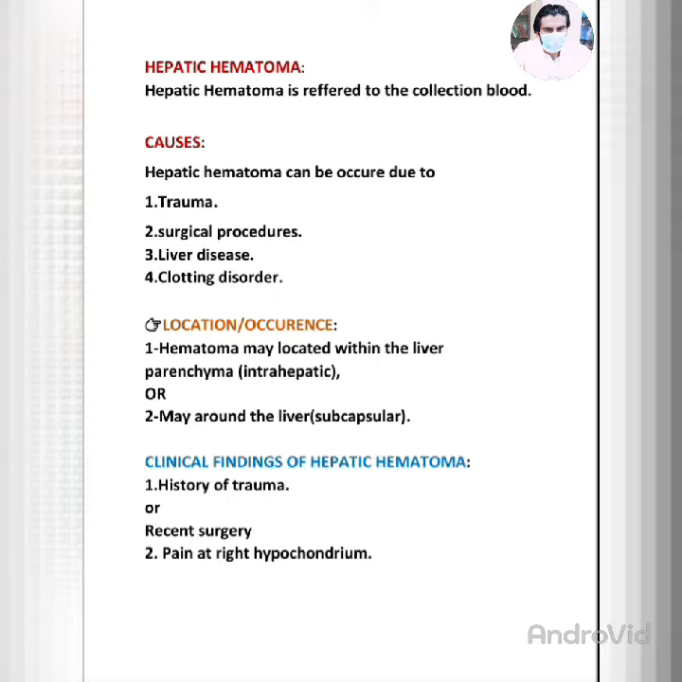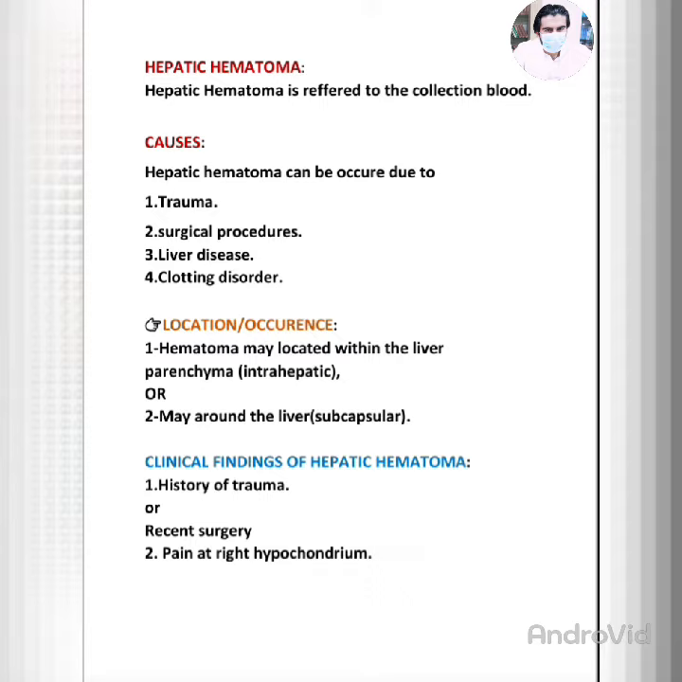Third, hepatic or liver disease, especially those diseases where the liver is unable to produce clotting factors that prevent the blood from hemorrhage. Now, location or occurrence of hepatic hematoma. On the basis of location, hepatic hematoma has two types. First, intrahepatic, second, subcapsular hematoma.